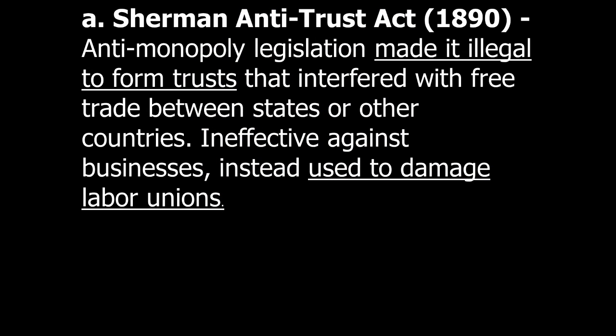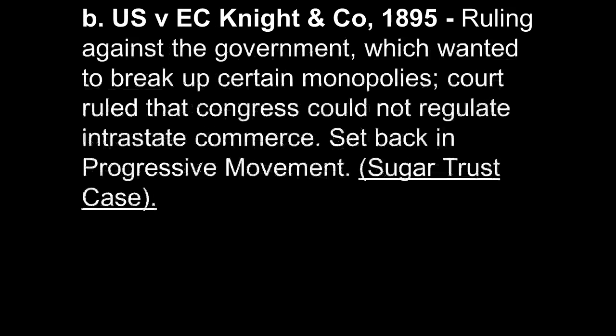All right, so first things first. The Sherman Antitrust Act was in 1890. It made it illegal to form trusts that interfered with free trade between states or other countries. Early on, it was very ineffective against business because the Interstate Commerce Clause hadn't really expanded that much to include intrastate activity that affects interstate activity. So it wasn't really used against businesses. It was used instead to damage labor unions who were organizing and damaging things like free trade between states.